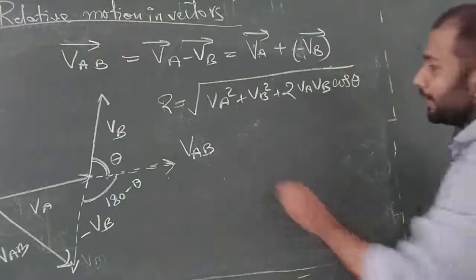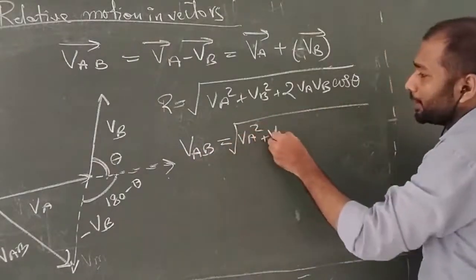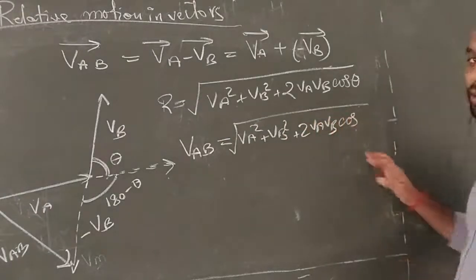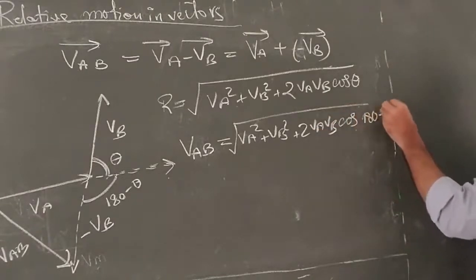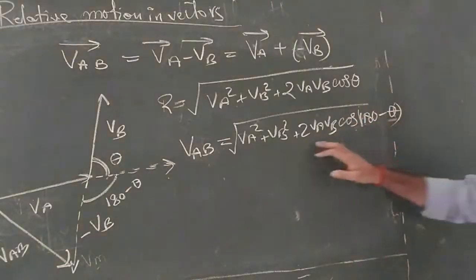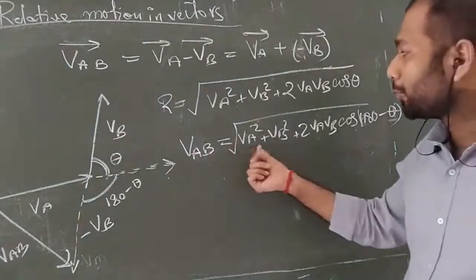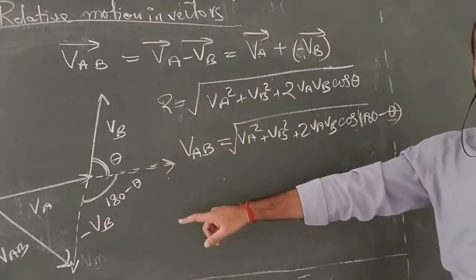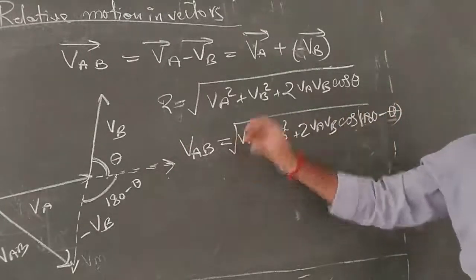So let us write here. This VAB can be written as the square root of VA square plus VB square plus 2 VA VB cos of the new angle that we have to put here, which is 180 minus theta. Now you can see that here I haven't used any minus sign. You don't have to put any minus sign in place of VA and VB. I know that this is negative, but that value will come only because of the cos theta. Cos theta will adjust the minus in this relation.